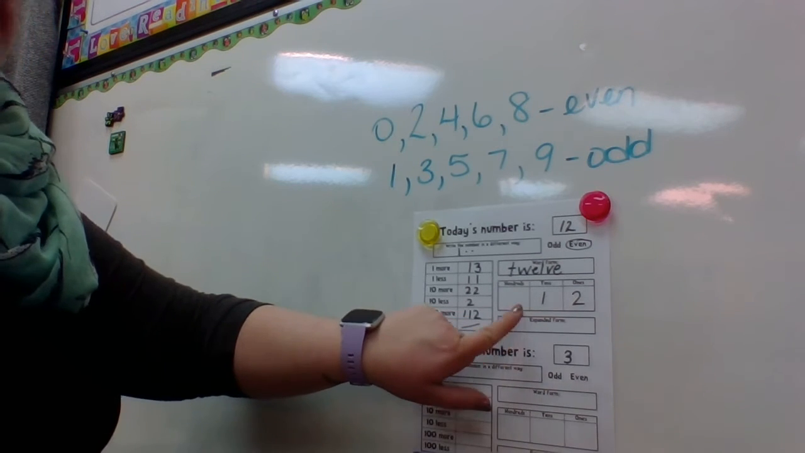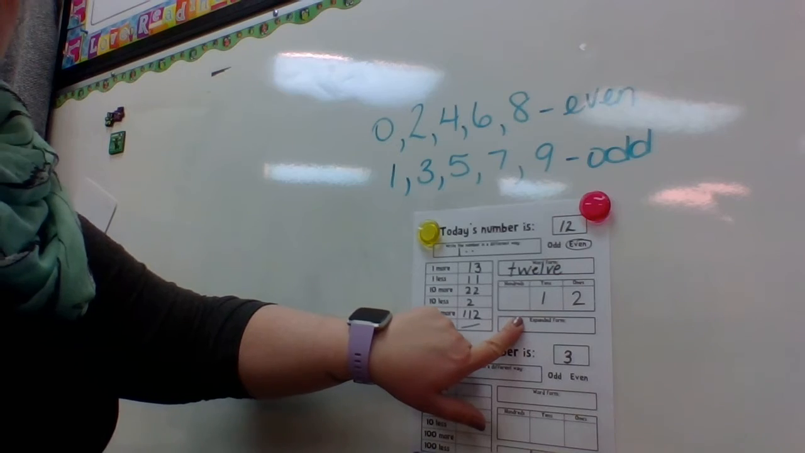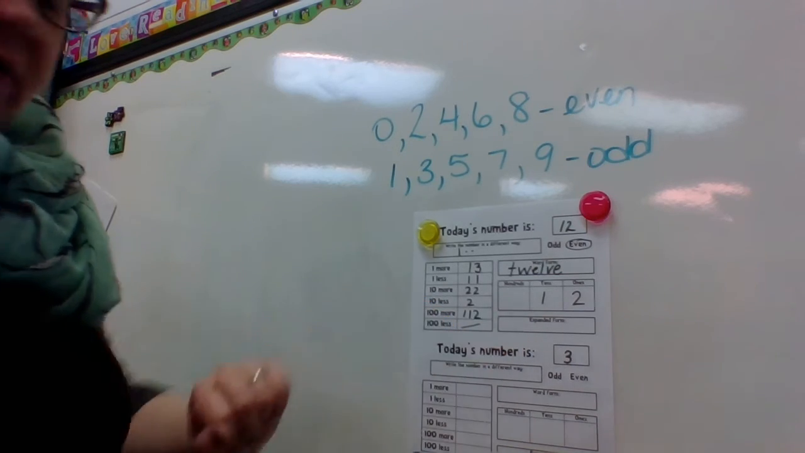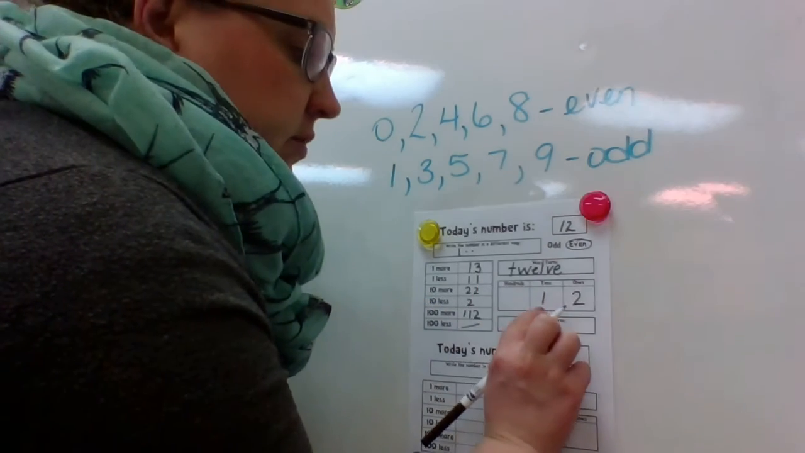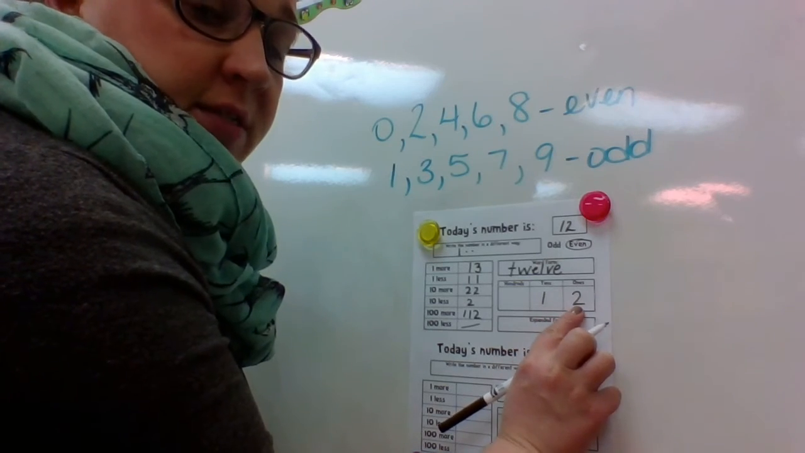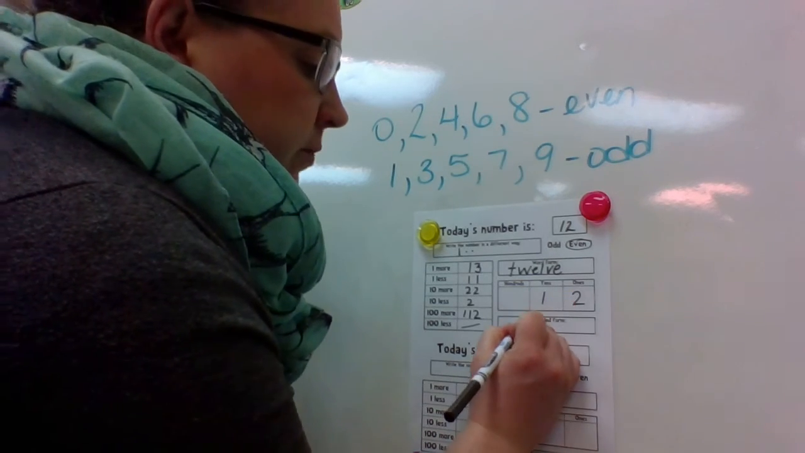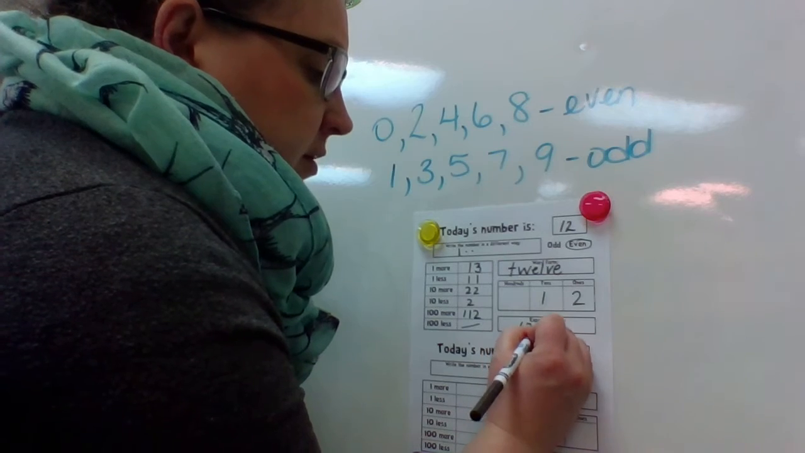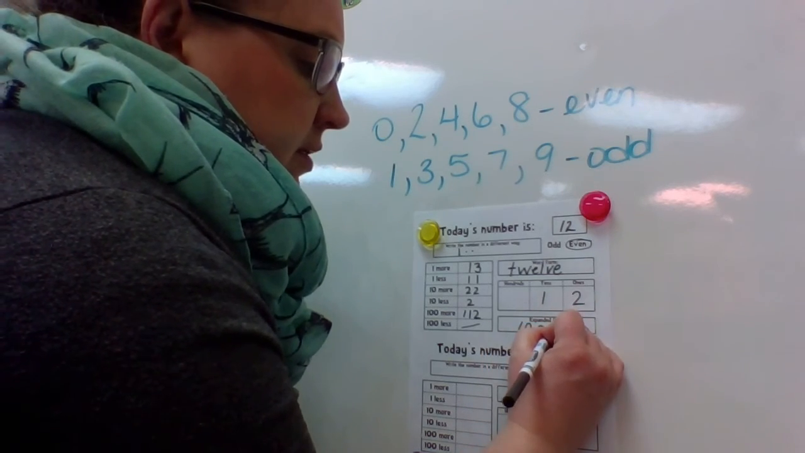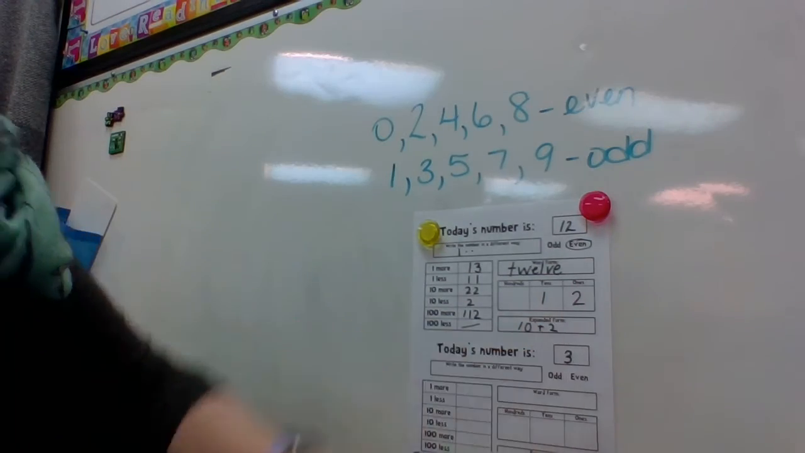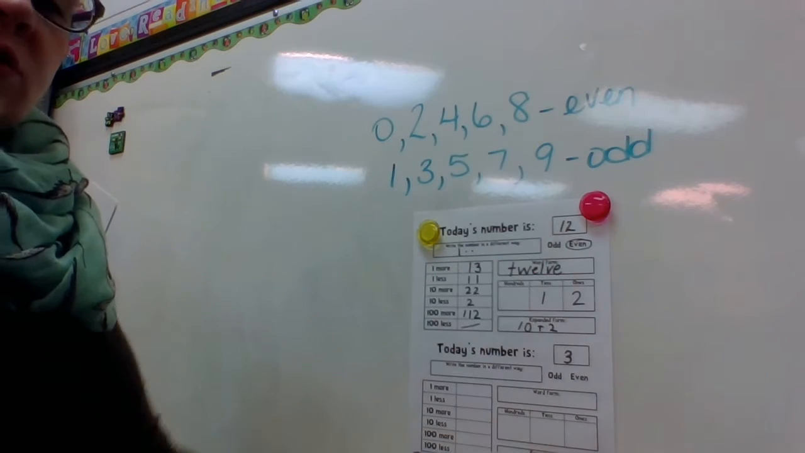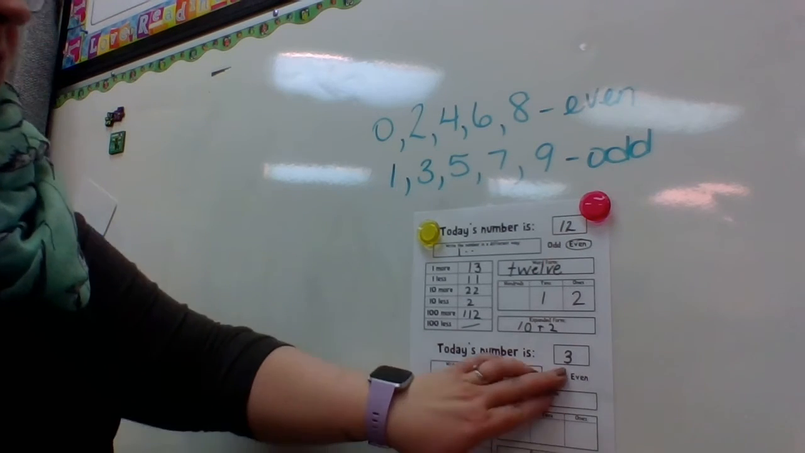Expanded form. Remember, this is where each one gets its place, each place value. So it's going to tell us right above here, just another way of writing it. So 1 group of 10 is 10, plus 2 units is 2. 10 plus 2 is our expanded form for the number 12. All right, I'm going to do one more.